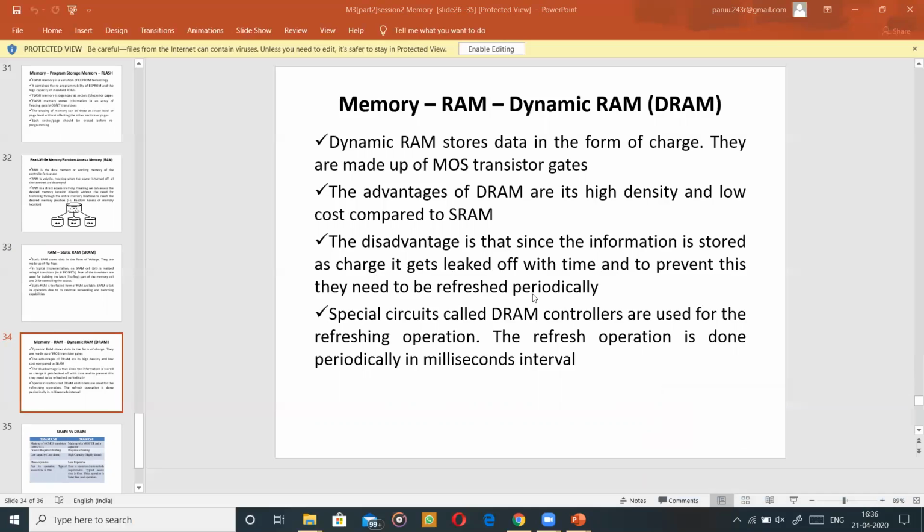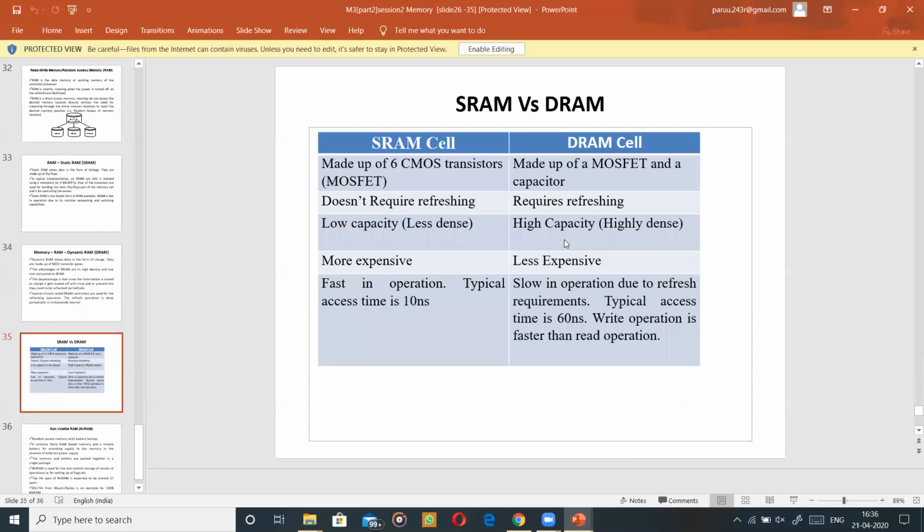So now let's go to the next slide. We'll consolidate the difference between SRAM and DRAM. The first difference is SRAMs are made up of 6 CMOS transistors, DRAM is made up of MOSFET and a capacitor. So that makes the difference. SRAM doesn't require refreshing because it doesn't have capacitors. DRAM requires refreshing.